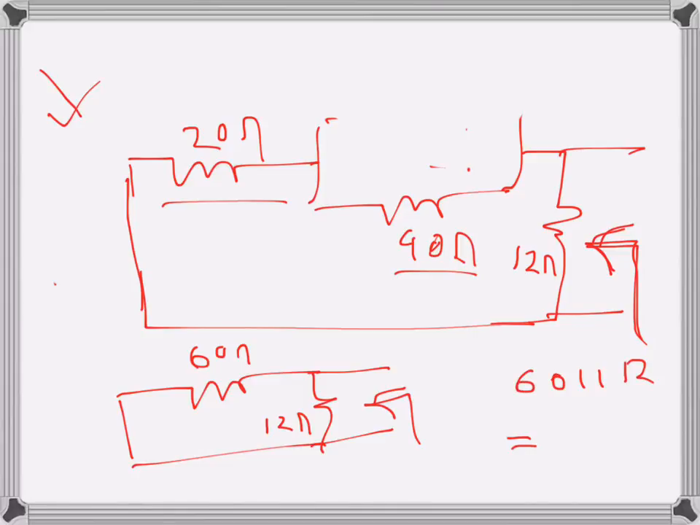So that is 60 times 12 divided by 60 plus 12, which is 72. So that becomes 10. So 10 ohms. This is what I am getting using this circuit. Using the converted source circuit, we will get the same result basically.